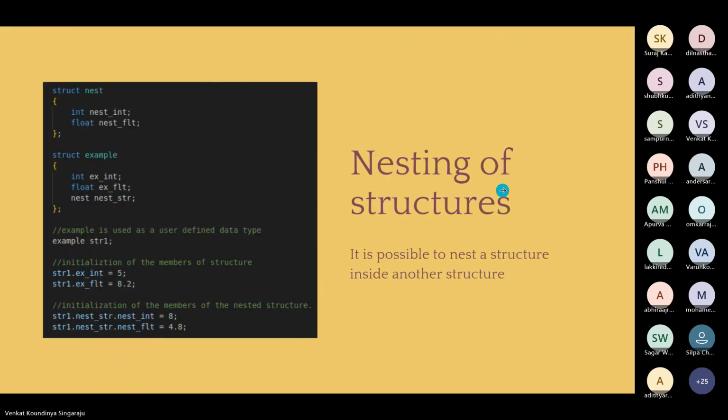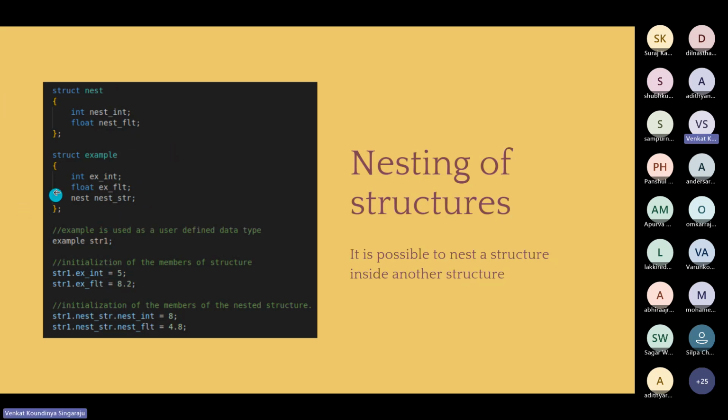And as we have previously discussed, it's possible to have a variable of a user-defined data type inside a structure. And that is what nesting of structures is about. Here, the structure nest has two members, nestint and nestflt. The structure example has three variables. First one is an integer variable, second is a float variable, and third is a variable of type nest. Nest is again a user-defined data type. So basically, you are nesting the nest structure in the example structure.